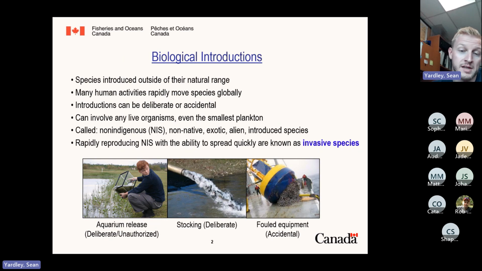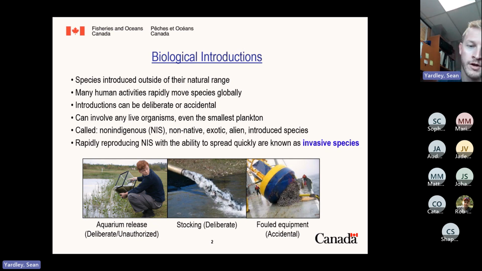And then an example of an accidental introduction would be fouled equipment. So you can see in this photo here, there's a large buoy with a bunch of barnacles or growth on the bottom of it. The way this introduction would work is this buoy is picked up from one water body. Maybe it's not cleaned entirely or properly enough, and then it's dumped into another body of water, and then all those organisms can start to release and be introduced to that environment.